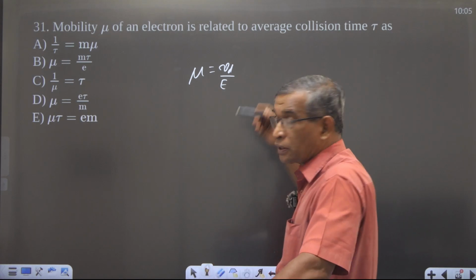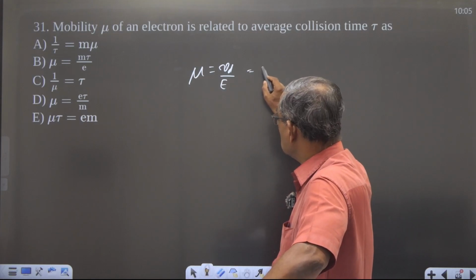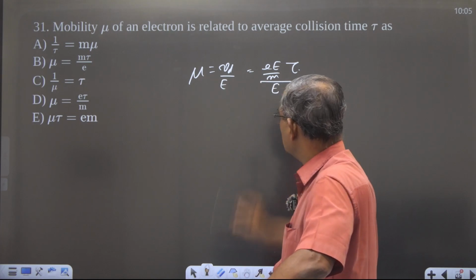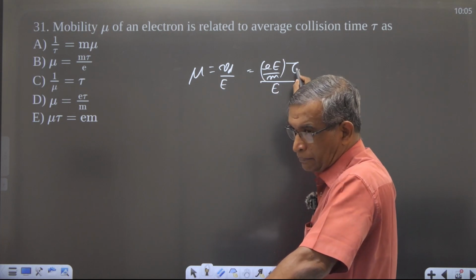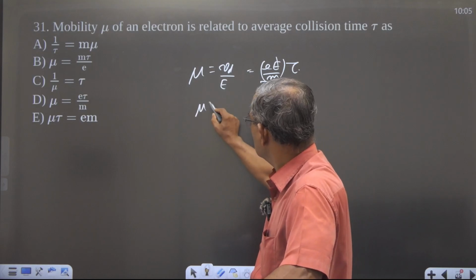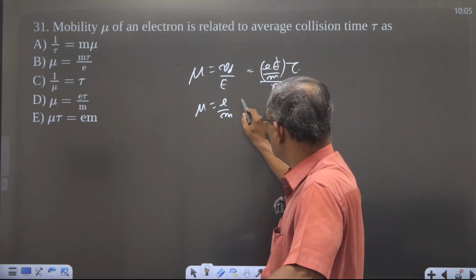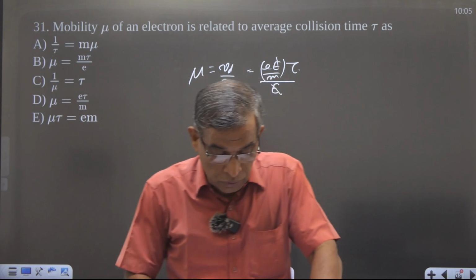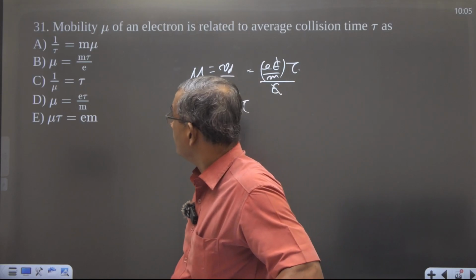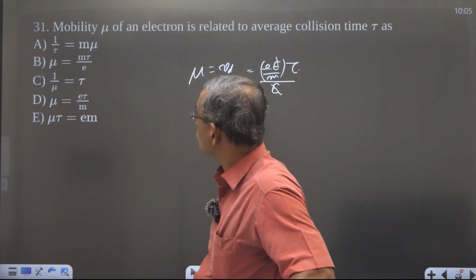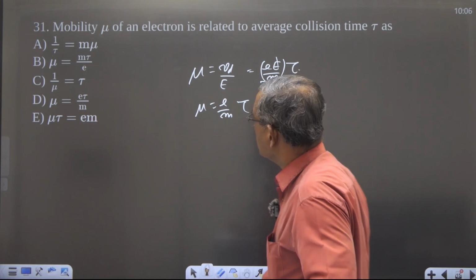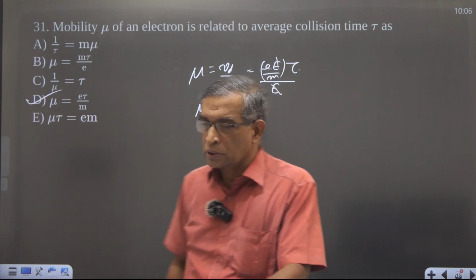Where, what is Vd? Vd, in Joule's theory we studied, is equal to E by M, which is the acceleration, into tau, the relaxation time. This is the acceleration into relaxation time, that's the velocity gain, the drift velocity. Divided by electric field E, this will cancel out. So mu is equal to specific charge into relaxation time, E by M into tau. Simply write down that formula. And what is the option there? You can see that mu is equal to E tau by M. Yes, so the option is E tau by M.